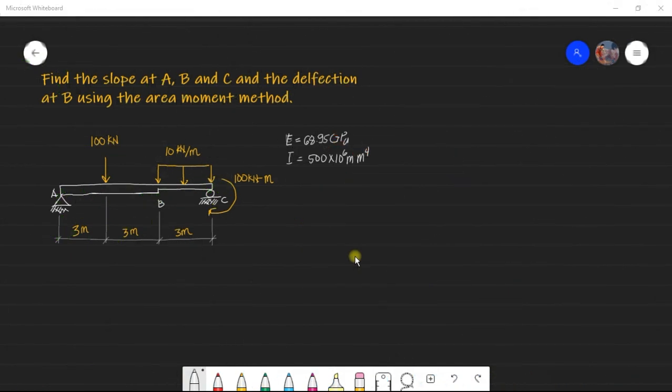Okay, so welcome sa ating video lecture series sa area moment method. So sa mga three videos na example natin, pag-aaral natin how to use the area moment method in calculating the slope and deflection at a particular point.